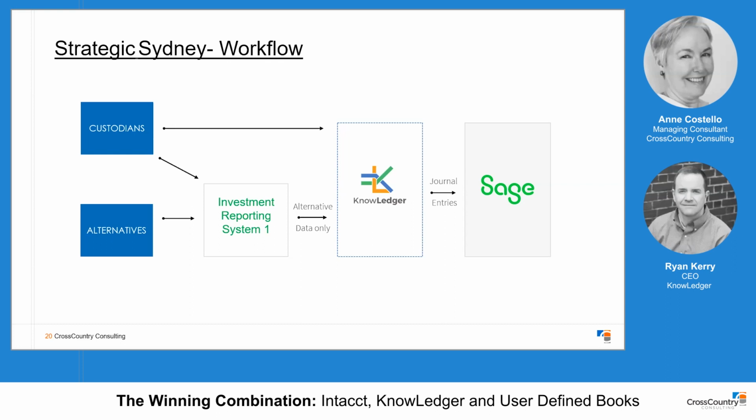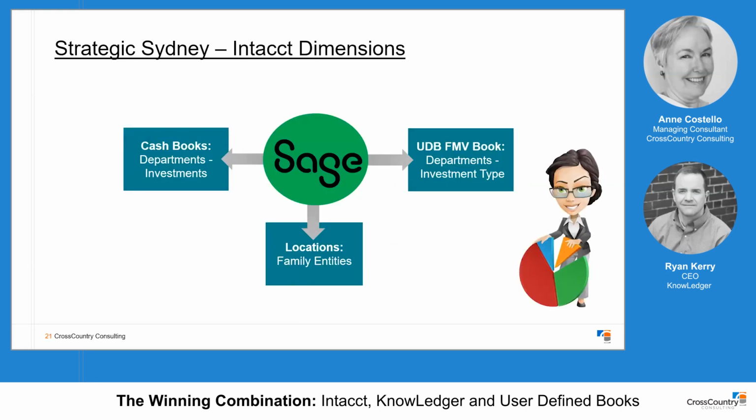So now I'll hand it back to Ann so she can explain how she then customized Sage Intacct for her needs. Sydney has a little bit different setup. So they use their cash books to track the investments themselves, and they are using the department instead of class. Will used class, Sydney uses departments. They also use the user-defined book to track their fair market value, but they also added the class field to track whether or not something was an equity, debt, or an alt.